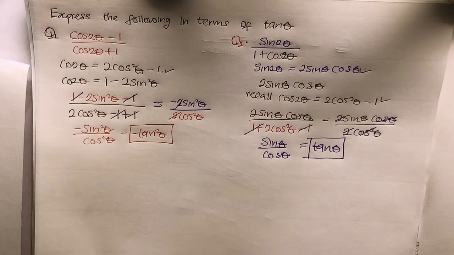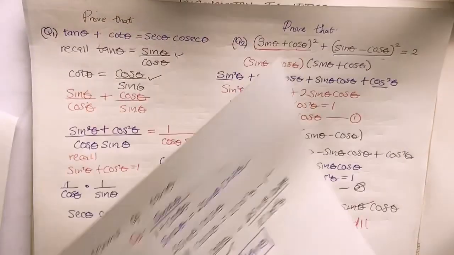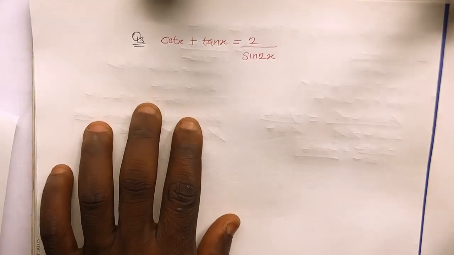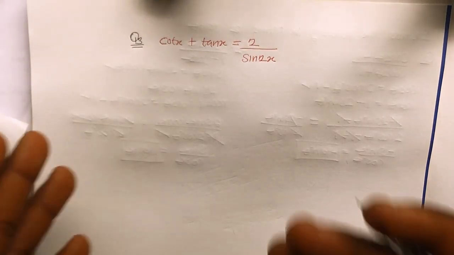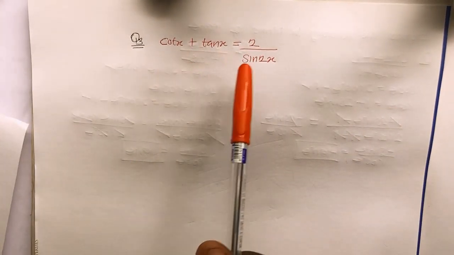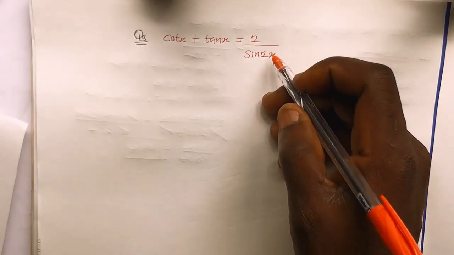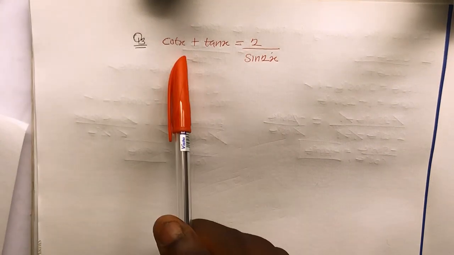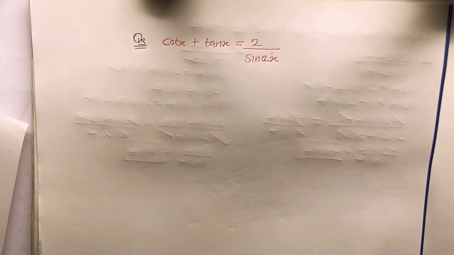Then let's go ahead and take a look at the third question I'm having here. Prove that cosec x plus tan x equals 2 over sine 2x. Whichever side you choose to prove, you can prove from this side or from this side. But as for me, I'll be proving from this side. Later in a separate video, I'll be proving from this side.